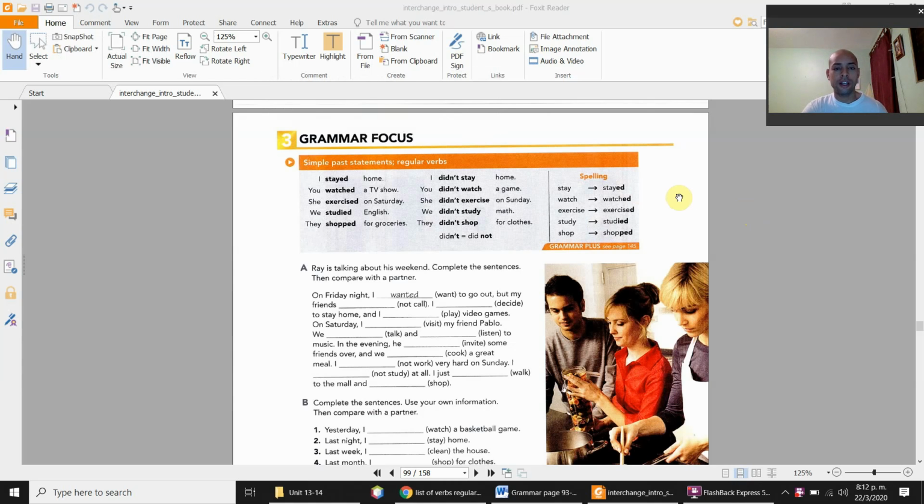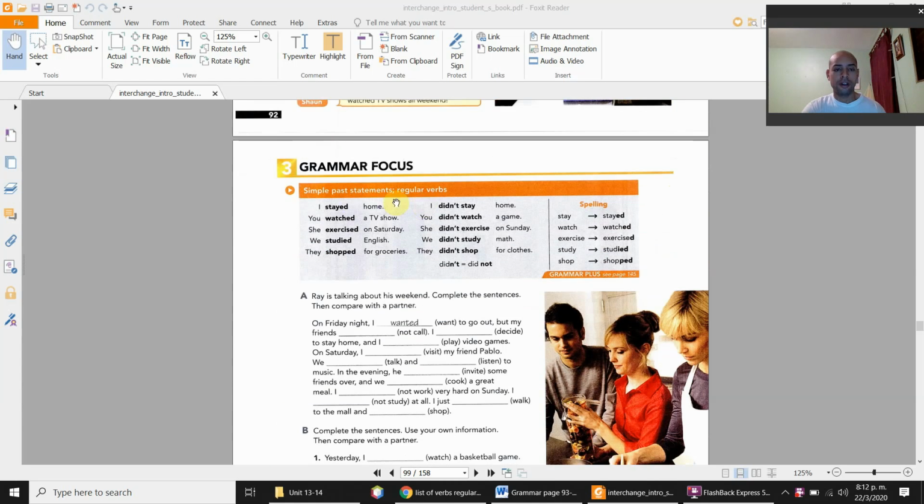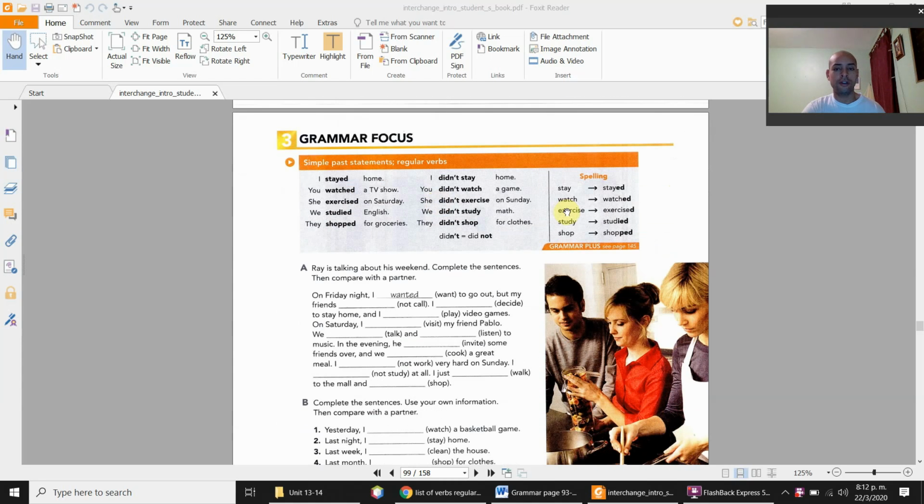Today we're gonna take a look at this grammar. Grammar focus on page 93 of the book. Simple past statements with regular verbs. So if you wish, you can go get the book. Don't worry, I will wait. I'll wait right here. Did you get the book? Go get the book, don't worry. I will wait for you.